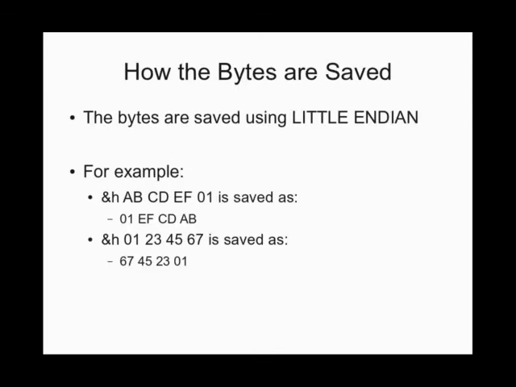We have to say that in this file format the bytes are saved using the notation called Little Endian, and in this notation the bytes are written from the least significant byte to the most significant byte. For example, if we have this value ABCDEF01 in hexadecimal, in the file it will be saved as 01 EF CD AB.